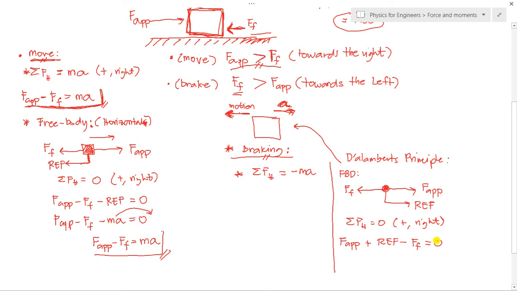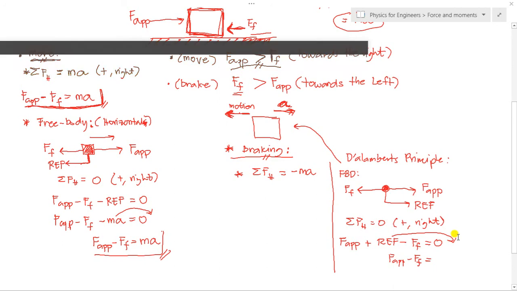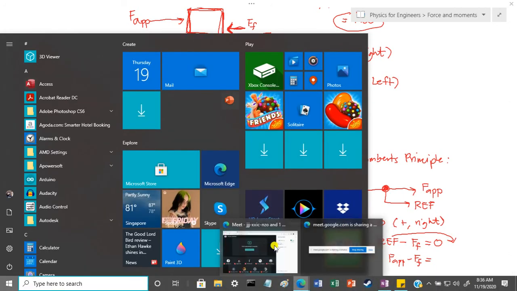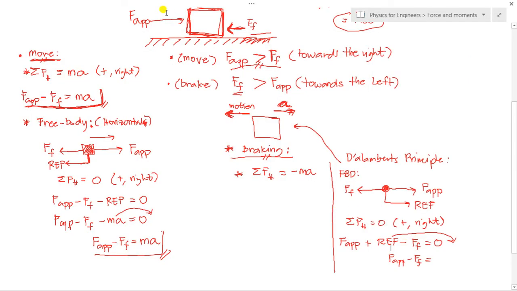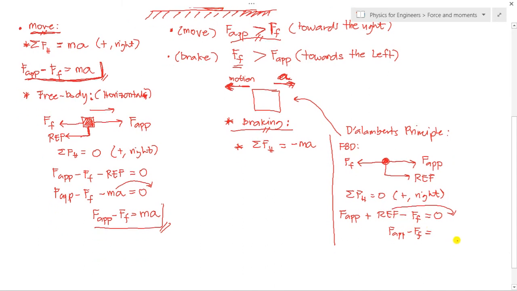Here, class, as you've noticed, we have the applied force, F applied, minus frictional force. If we transpose the reverse effective force, it becomes negative, since it was positive. Wait, someone joined. So it was positive, and upon transposing it becomes negative. And what again is the reverse effective force? That is equivalent to mass times acceleration, so we have negative mass times acceleration.